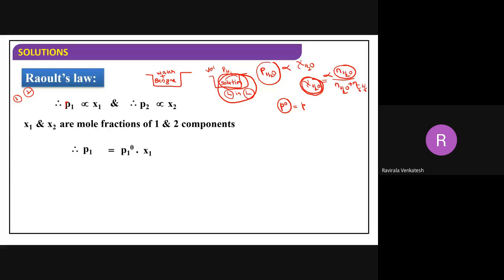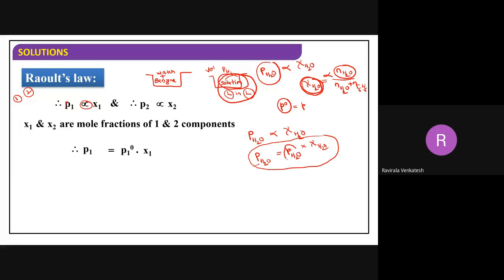Now, if you have a proportionality like this, you cannot do the problems actually. So relatively, we are taking the vapor pressure of the pure liquid. For example, partial pressure of water is directly proportional to mole fraction of water. Correct or not? According to Raoult's law, right? Now, I am removing the proportionality and putting a constant here. The vapor pressure of pure water, pure means solvent it is, into mole fraction of water. Based upon this, we can easily calculate the partial pressure of water.